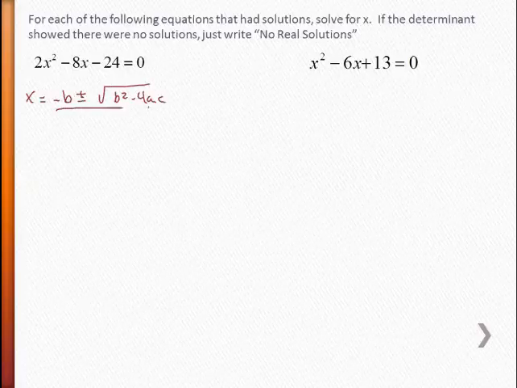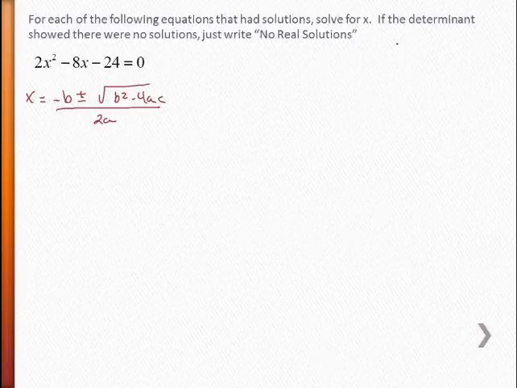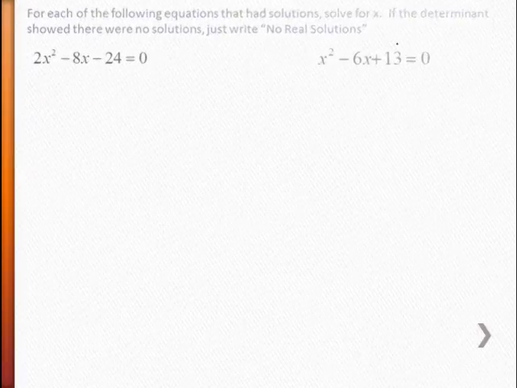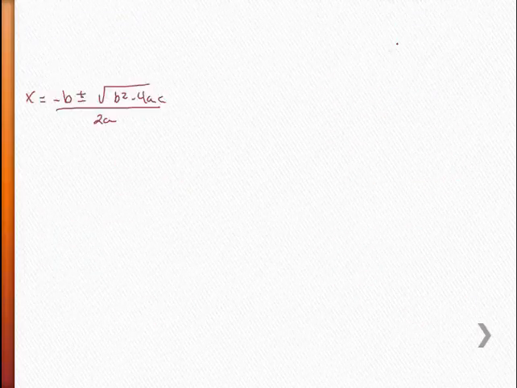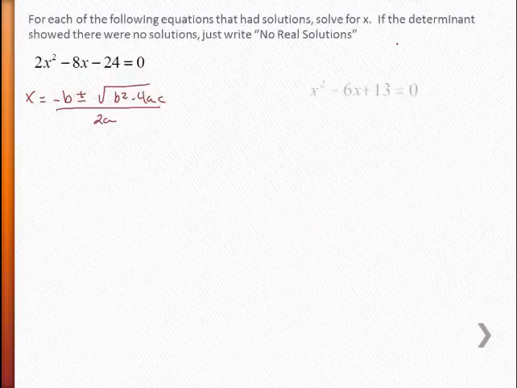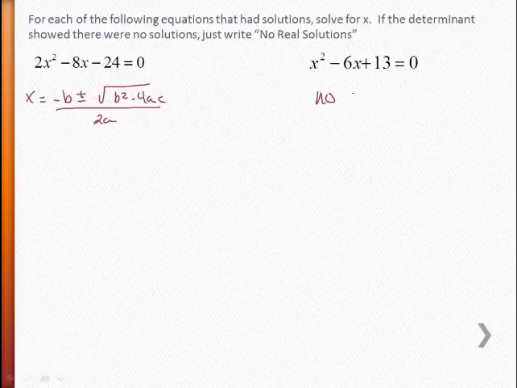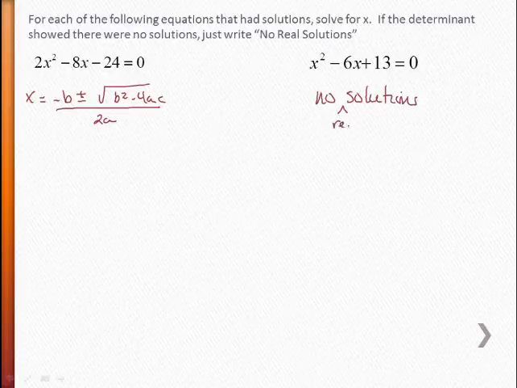First, I'm going to write down my quadratic formula. Now, do you remember, have we had any solutions here? Let's double check. No solutions on that one. So I don't even have to solve this one. I can just write no solutions. Maybe I should keep that with no real solutions. But this first one, we have two solutions, so we need to solve this.